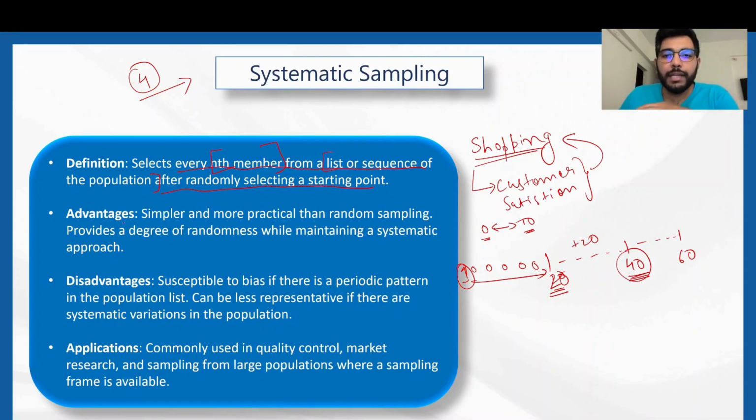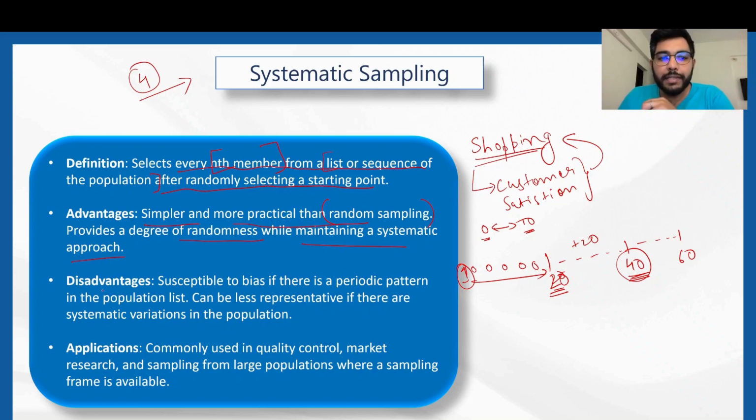0 to 10. The advantage of using systematic sampling is it is simpler and more practical compared to random sampling. It provides a degree of randomness while maintaining a systematic approach. As compared to random sampling, which did not follow any strategy or method, systematic sampling follows a methodology where it selects every nth member or the nth individual or nth item in the population following a certain pattern, and with this pattern it also preserves the randomness in the selection process of the sample. This is one of the advantages of systematic sampling over random sampling.